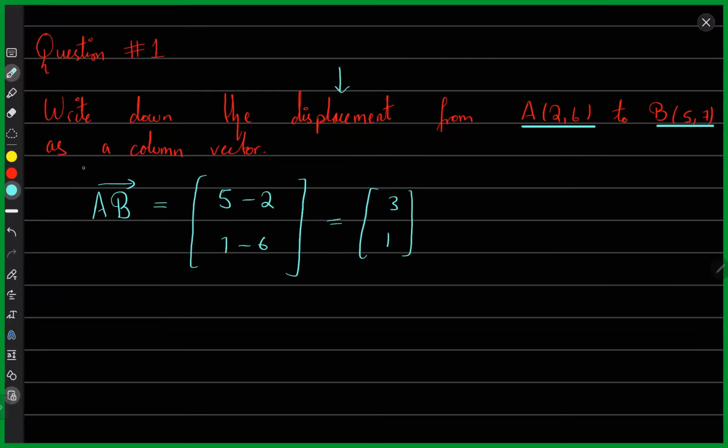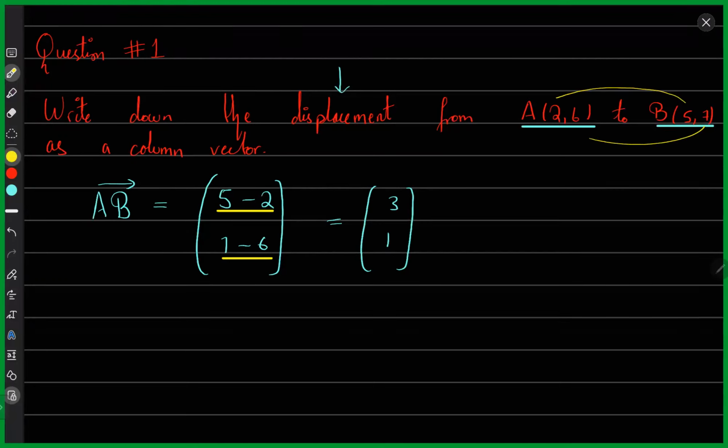Let me just write down these brackets properly, because some of you would think that I'm writing down matrices. However, that's not the case. These are round brackets, okay? And this is basically the column vector. So how did I find the displacement? By finding the difference in the x coordinates and by finding the difference in the y coordinates. Okay, this was the first part of the question.